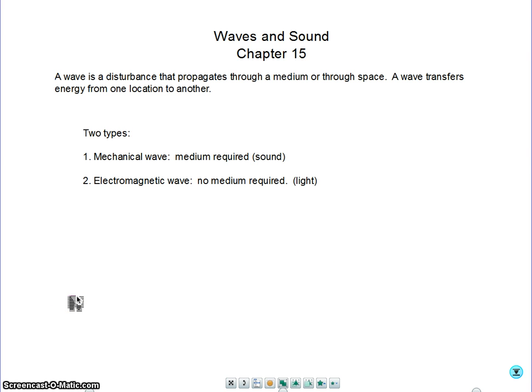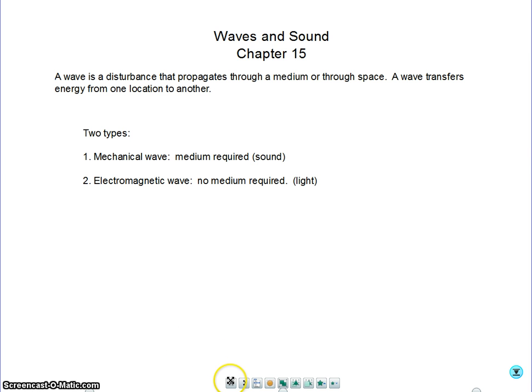Now, all waves can be classified into two different categories. One is called a mechanical wave, and the big difference between mechanical and electromagnetic is that with any mechanical wave, a medium is required. An example of that would be sound. Electromagnetic waves, as the name implies, have electrical components and magnetic components that we'll talk about later on in a different chapter. Certainly electromagnetic waves can pass through a medium, but a medium is not required. An example of that would be light.